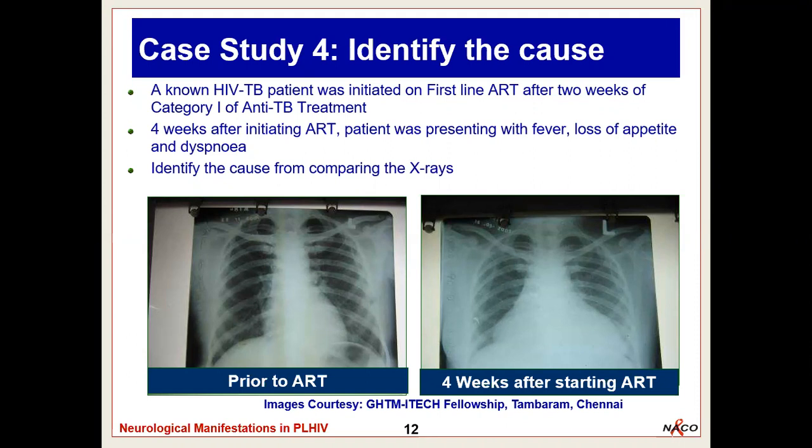On the left side, you have a pretty normal chest X-ray. On the right side, you see blunting of the cardiophrenic angles, which typically indicates fluid collection. So this is a picture of pericardial effusion, and it's not uncommon. TB pericardial effusion or pleural effusion as a manifestation of IRIS is not very uncommon, so keep that in mind. Next slide, please.